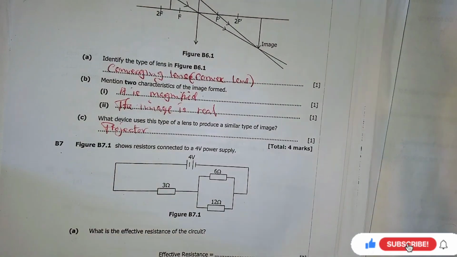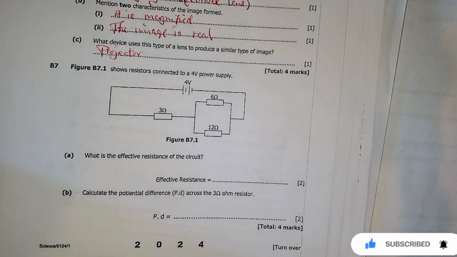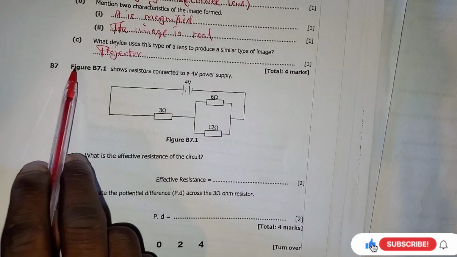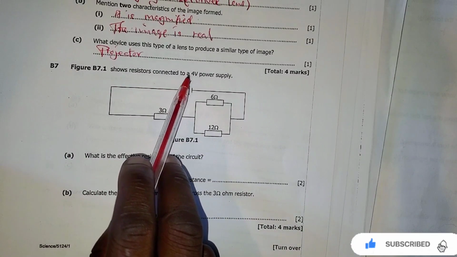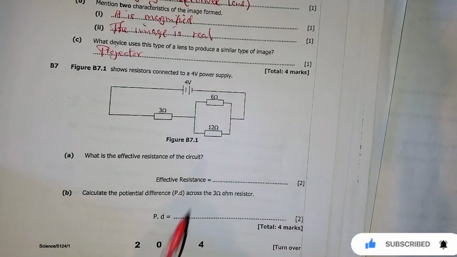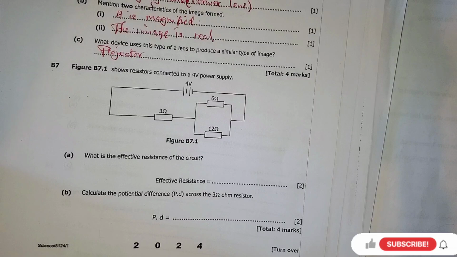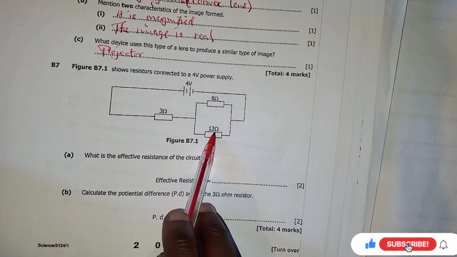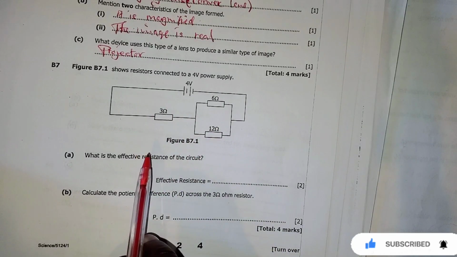Question 7 is, this is under electricity, or yes, electrical circuit. So the question reads, question B7, not question 17. Figure B7.1 shows resistors connected to a 4 volts power supply. Now, what type of circuit is this? Is it parallel or series, or maybe joint? This is a joint circuit.